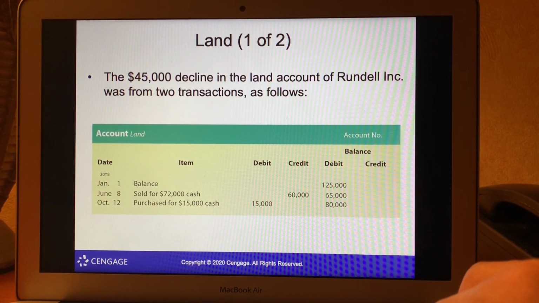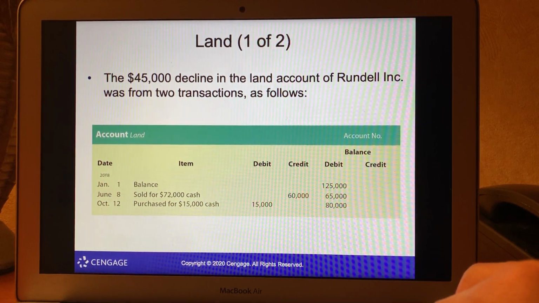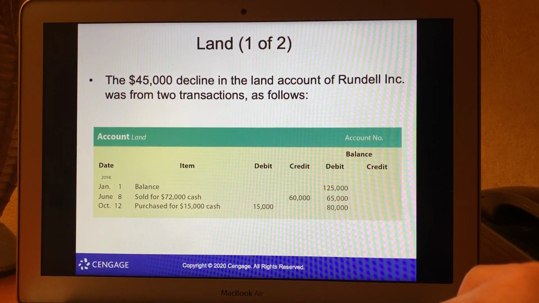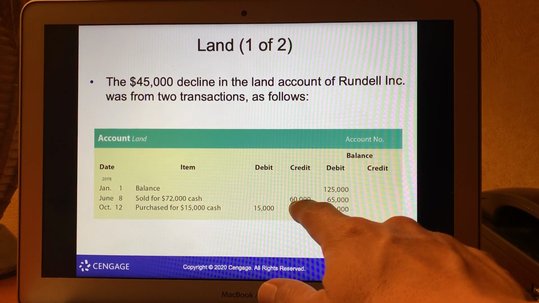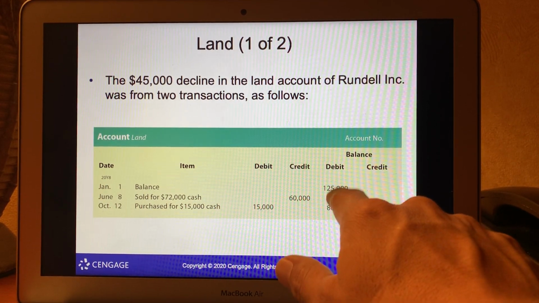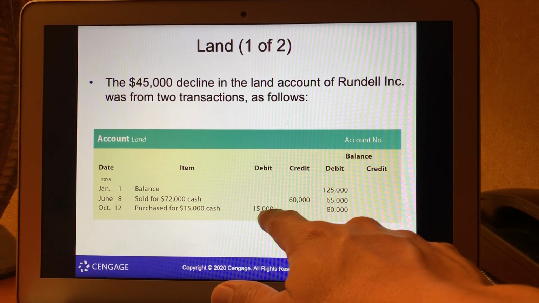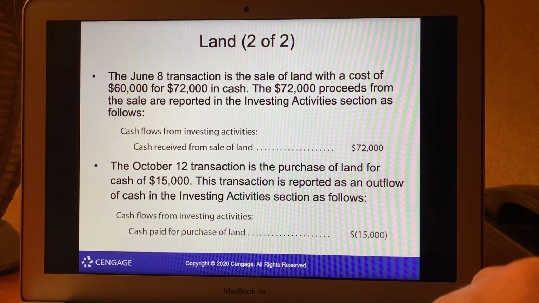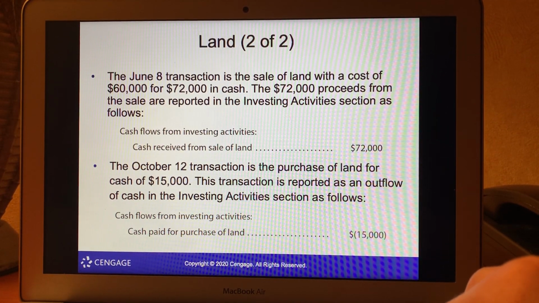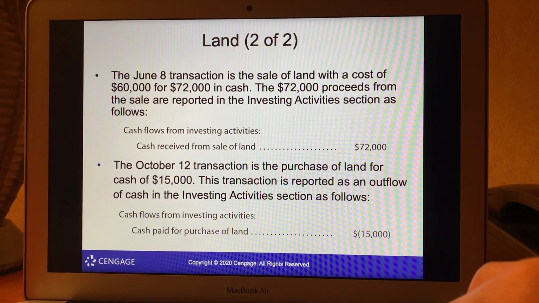So here we go. The 45,000 decline in land of Rundell Corp was from two transactions as follows. So here's what it looks like. Balance, so sold for 72,000. Credit, we're going to get 60,000. Takes us to 65,000. Purchased for 15,000. So it takes us to 80,000. Okay, so here's land again. Cash received, and then the paid. This is just an explanation of what we just talked about.